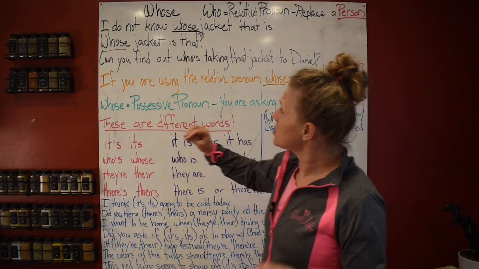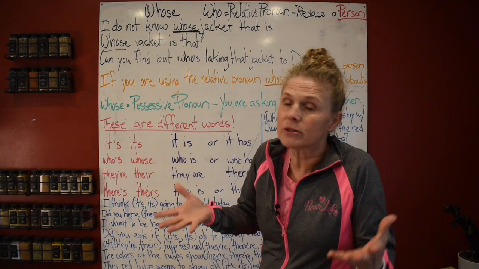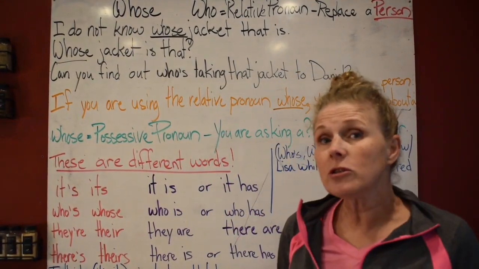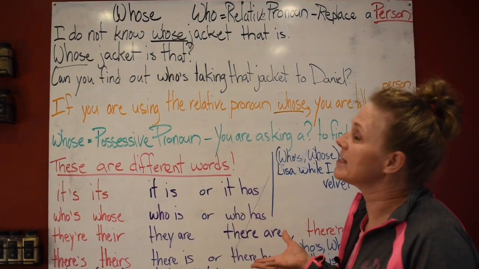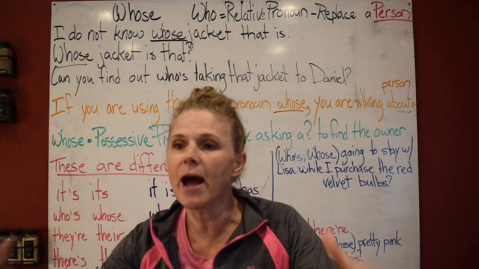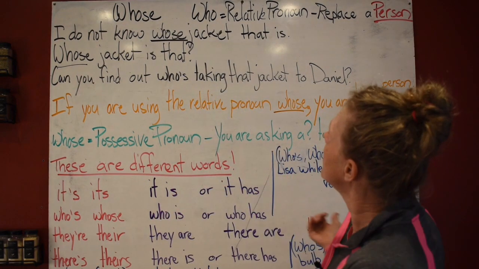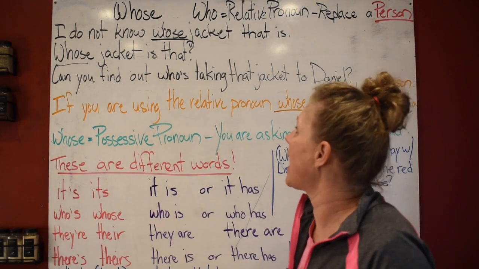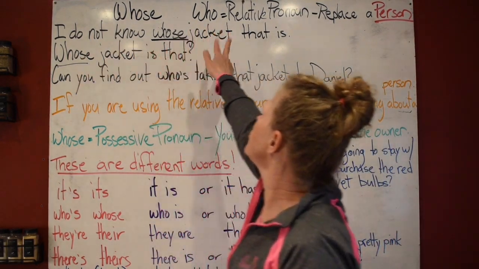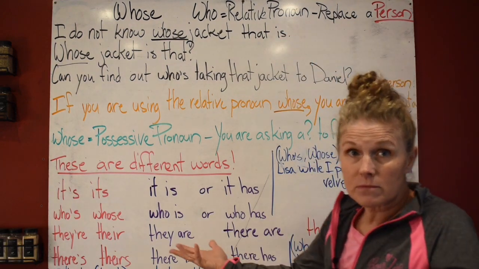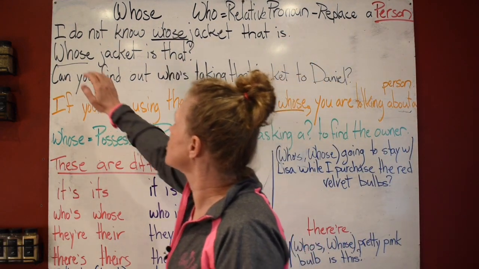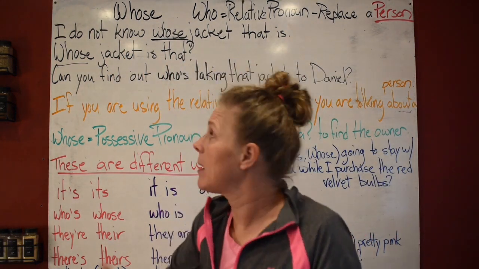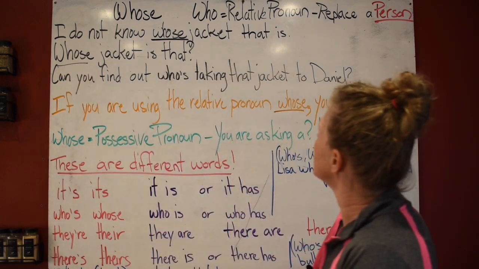We are going to talk about the word whose. Have you guys been waiting for that? Whose. Now, we're going to look at it and see how to use them in a sentence. And I want you to tell me what you think that this is doing in this sentence. What part of speech is it acting like? I do not know whose jacket that is. Think about that. Think about that sentence. Whose jacket is that? Now I put it in a question. Think about what this is.